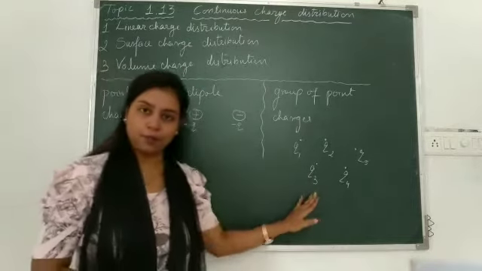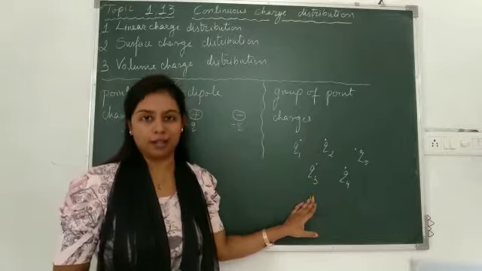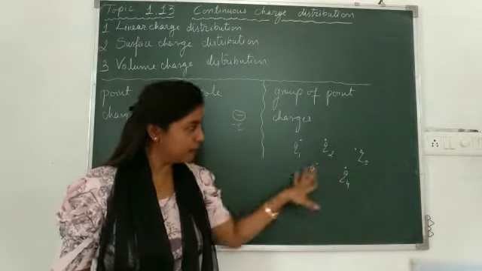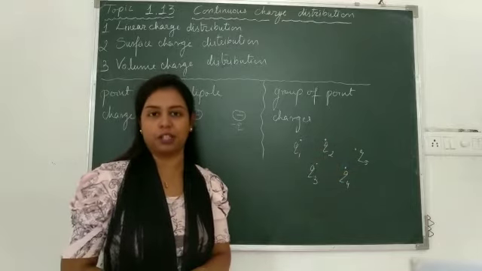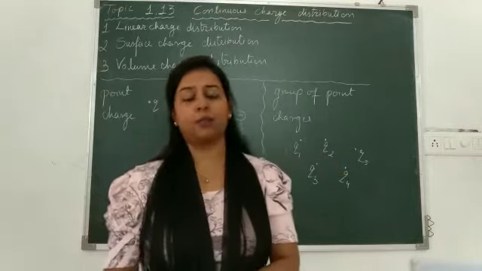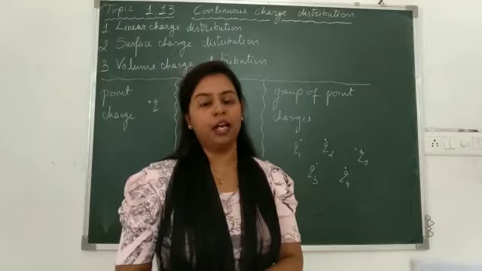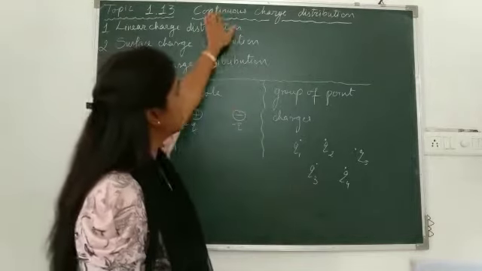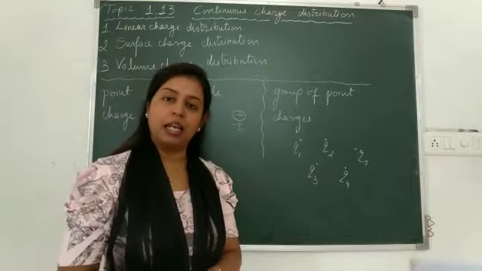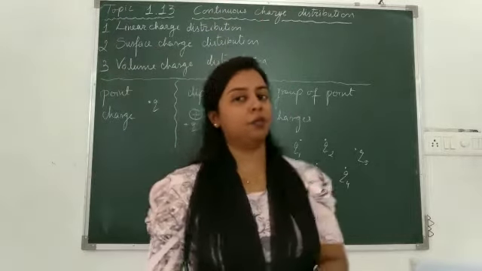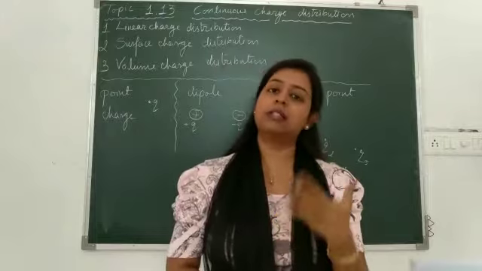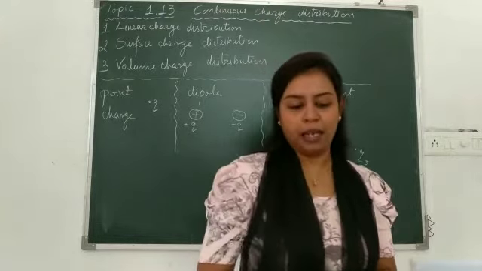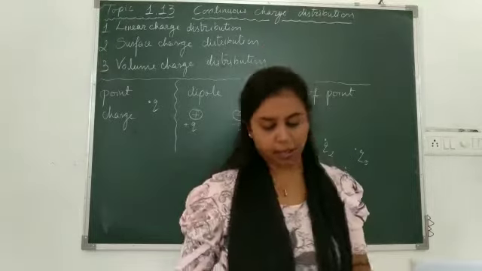All these charge distributions are known as discrete charge distribution. Discrete charge distribution means all the charges are separate and far away from each other. But in actual practice, we need to calculate electric field due to charged bodies, and those charged bodies are known as continuous charge distribution. There are three types of charge distributions: linear charge distribution, surface charge distribution, and finally volume charge distribution.